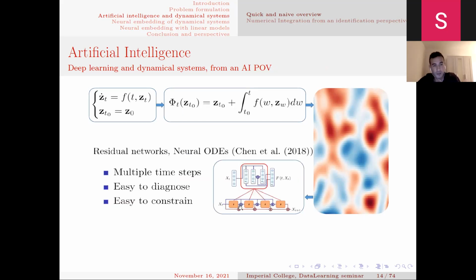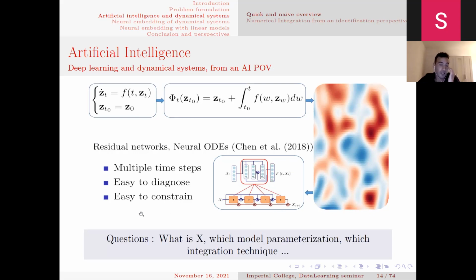So throughout all this work, we will use what we call a neural ODE formulation, where the data-driven model is simply the time integration of an approximate differential equation. And such a formulation actually has the benefits of using all of the state-of-the-art literature on dynamical systems, differential equations, and numerical integrations in order to diagnose and constrain the optimization problems.